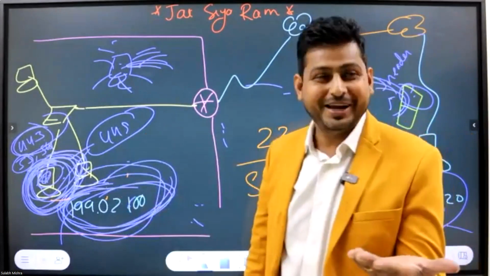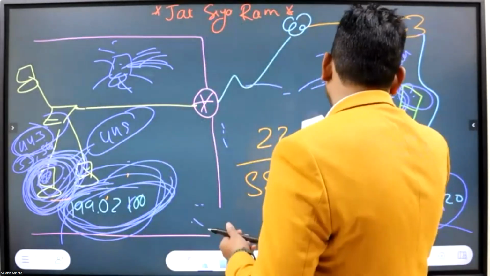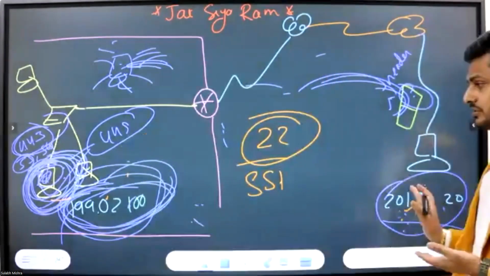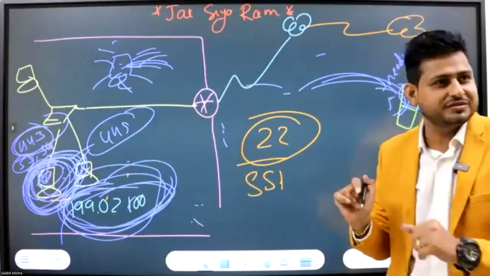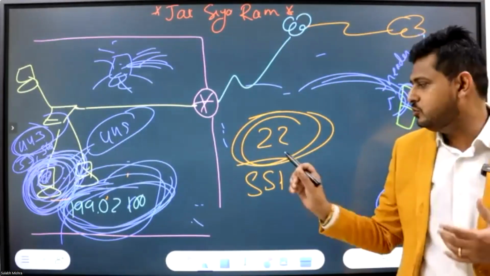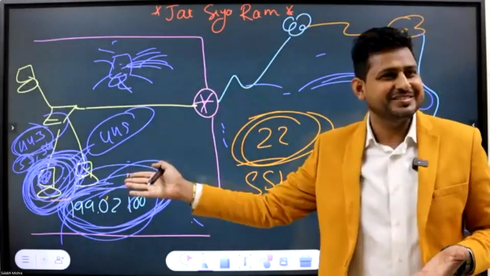Based on the port number, I can understand. If somebody has accessed port number 22, that means this person was taking remote access, because Secure Shell means taking remote access using the command line, using SSH. That means somebody was doing remote access.